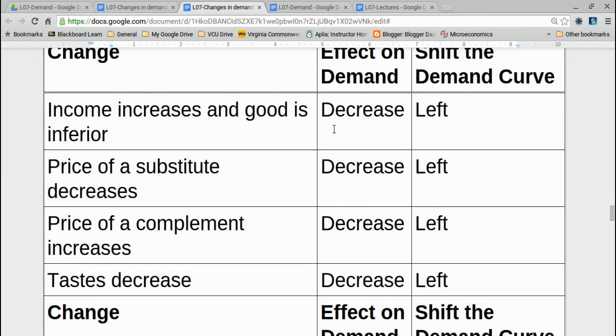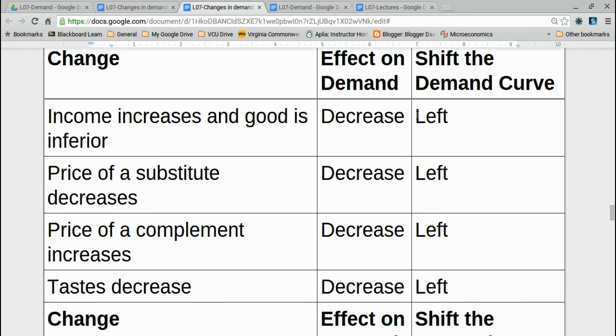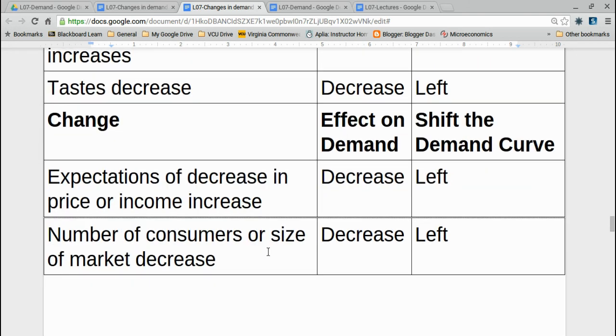Here's some other things that decrease demand and shift the demand curve to the left. An increase in income when the good is inferior, a decrease in the price of a substitute, an increase in the price of a complement, or a decrease in taste. Two more things will decrease demand and shift the demand curve to the left. If people expect a decrease in price or income, and as the number of consumers or the size of the market decreases.